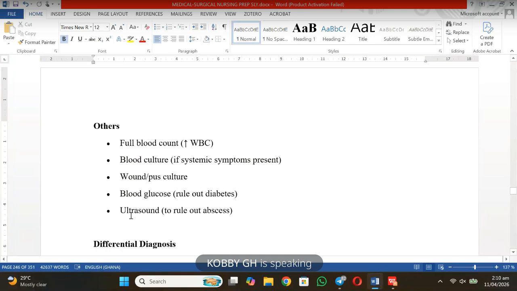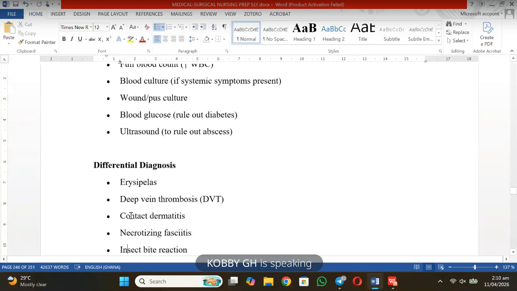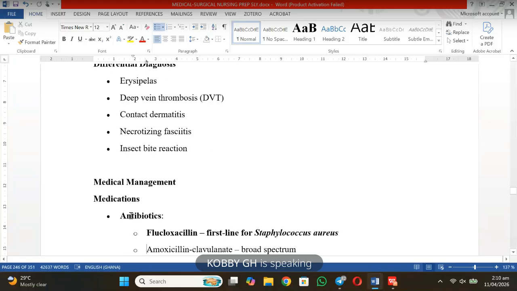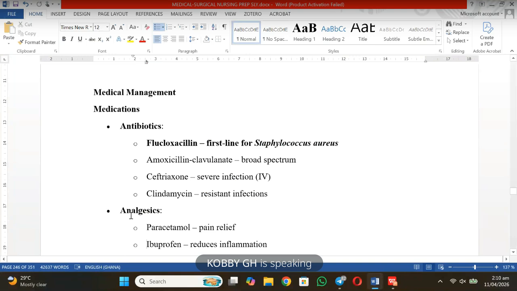Okay, and at times, if there is a wound, there are times they can do a wound swab, or if the cellulitis is very massive and pus is coming from it, they can do a swab and use it to do culture and sensitivity to identify the exact organism that is causing the disease.